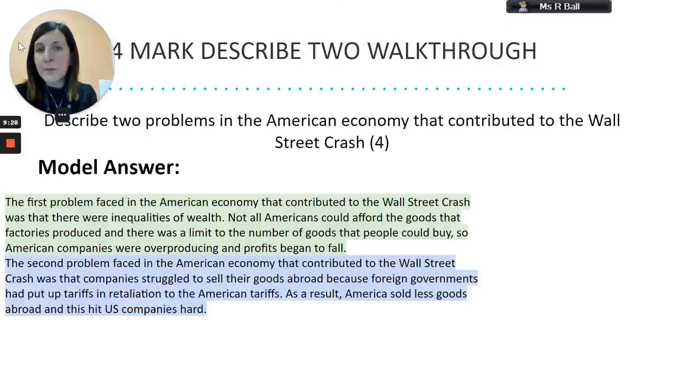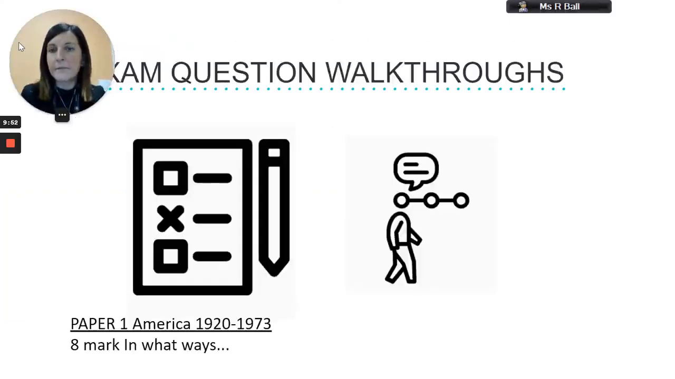The second problem faced was that companies struggled to sell their goods abroad because foreign governments had put up tariffs in relation to the American tariffs. You might remember the Fordney-McCumber Act. And as a result, America sold less goods abroad, and this hit American companies hard. So you can see I've outlined the problem and I've given a little bit of historical factual information behind that.